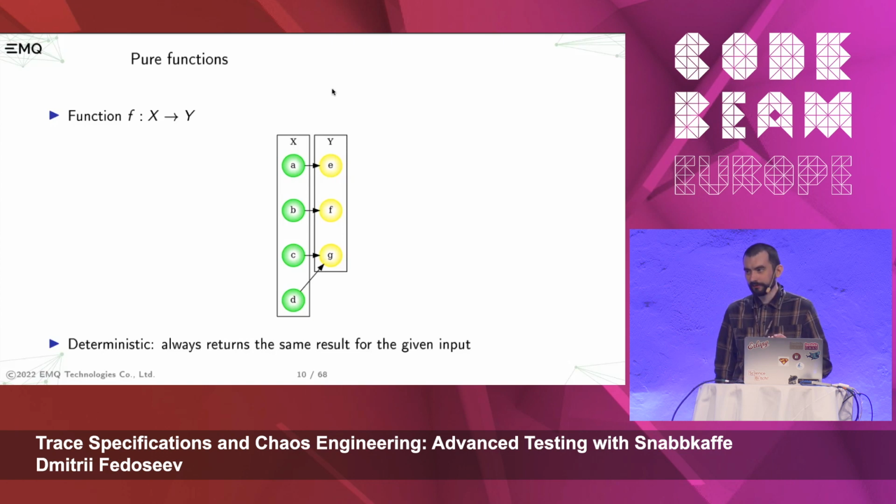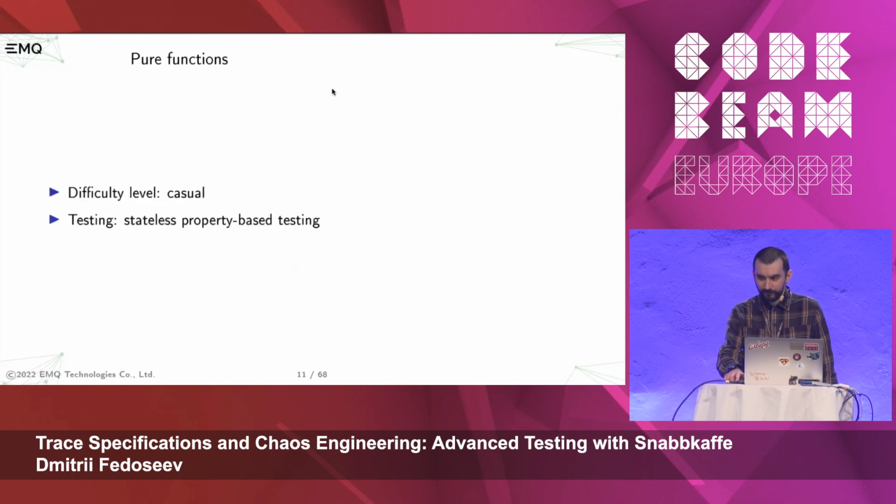And if we want to build their mathematical model, we just borrow the definition of function and use it more or less as is. It should not be a surprise to anyone familiar with a functional paradigm because it's one of its main selling points. So what about testing pure functions? It's not hard at all. So we assign casual difficulty level because PropEr and other property-based testing libraries work like magic for this type of programs.